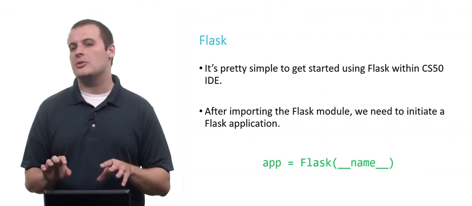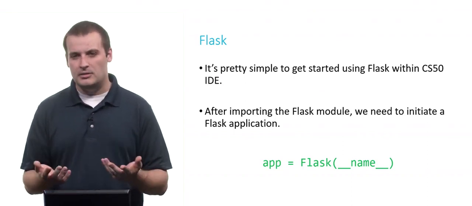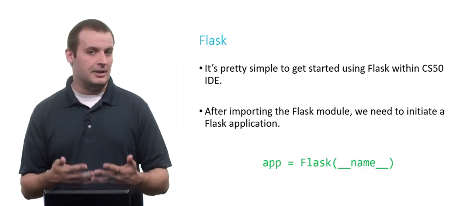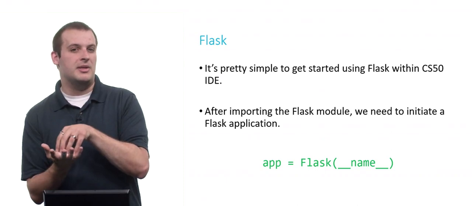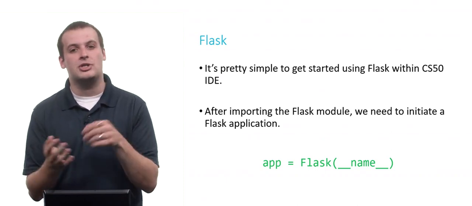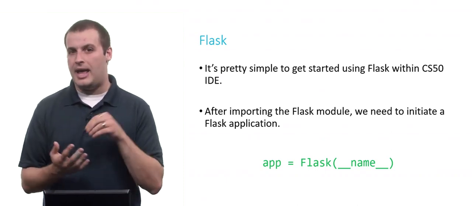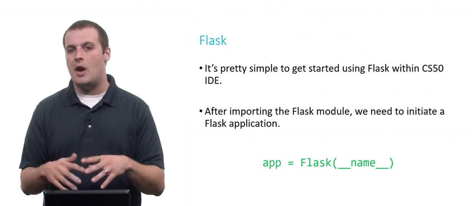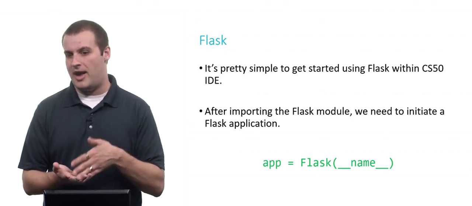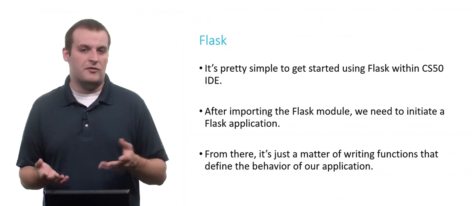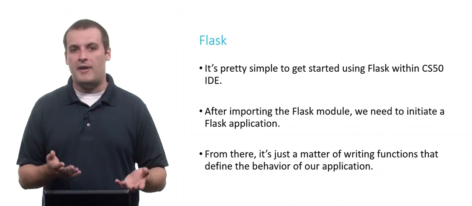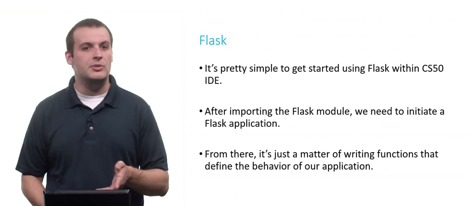__name__ is just the name of the file. So basically, this is creating a Flask application based on whatever file this line of code appears in, which again is always going to be generally application.py. So it's basically creating an app, a Flask application, from the application.py file. And then from there, we just have to write functions, which we're familiar with doing in Python, to define the behavior of our application when we do different things.